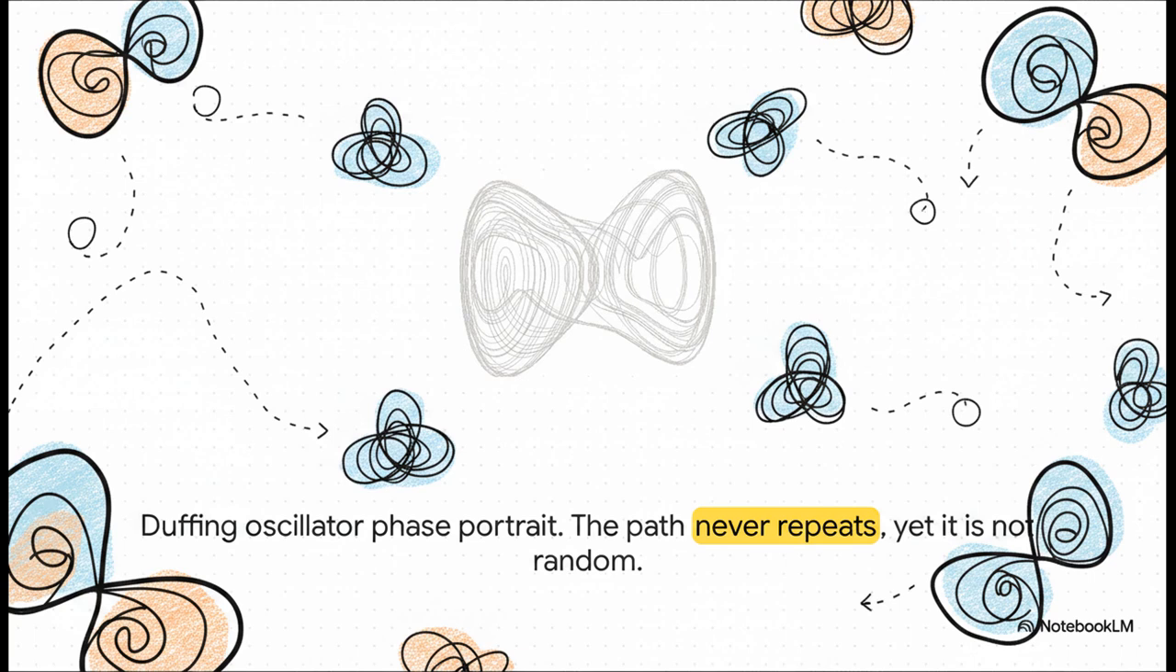This is chaos. What you're seeing is the path of a Duffing oscillator. The system's path just weaves and folds over itself, exploring this beautiful, intricate structure. But here's the mind-bending part. It will never repeat the same path twice, ever. And yet, it's not random. It's confined to this beautifully well-defined shape, which is known as a strange attractor.